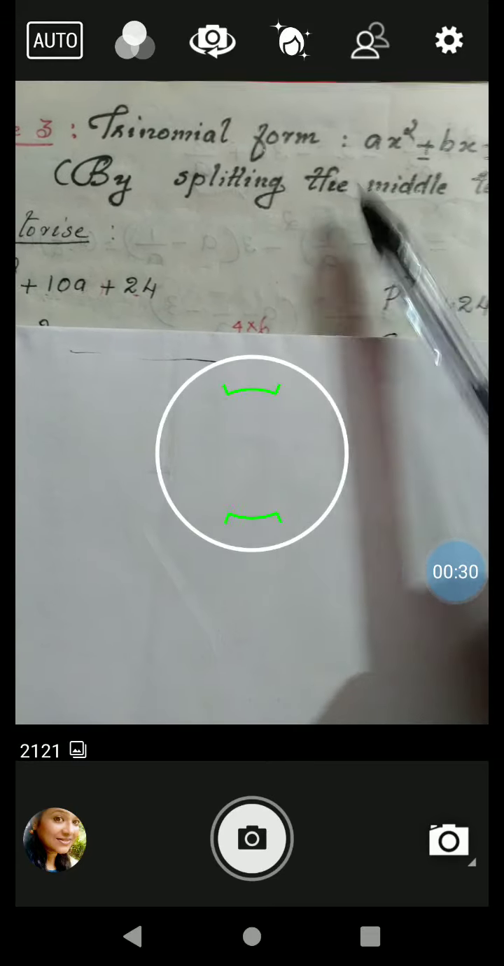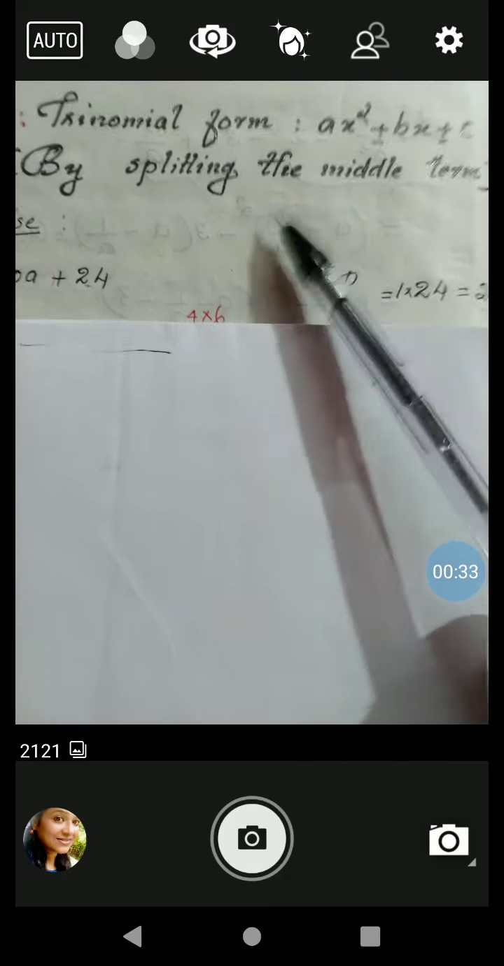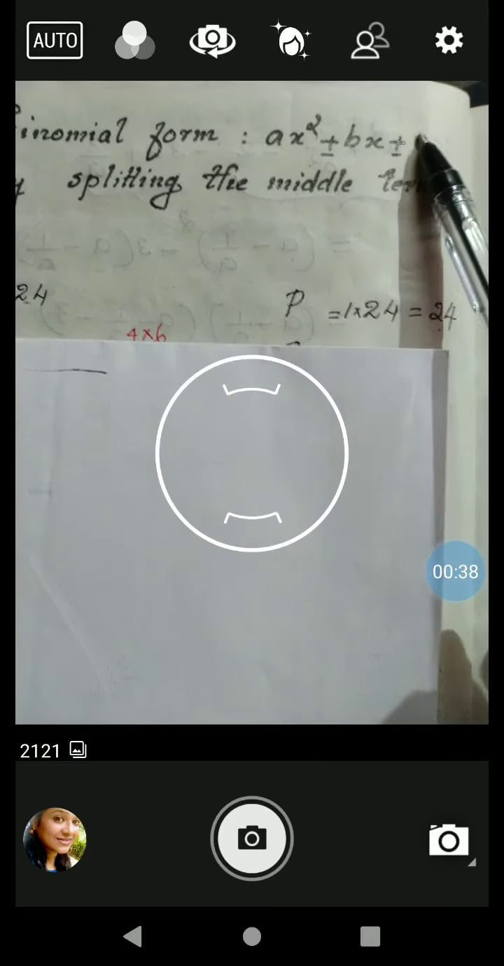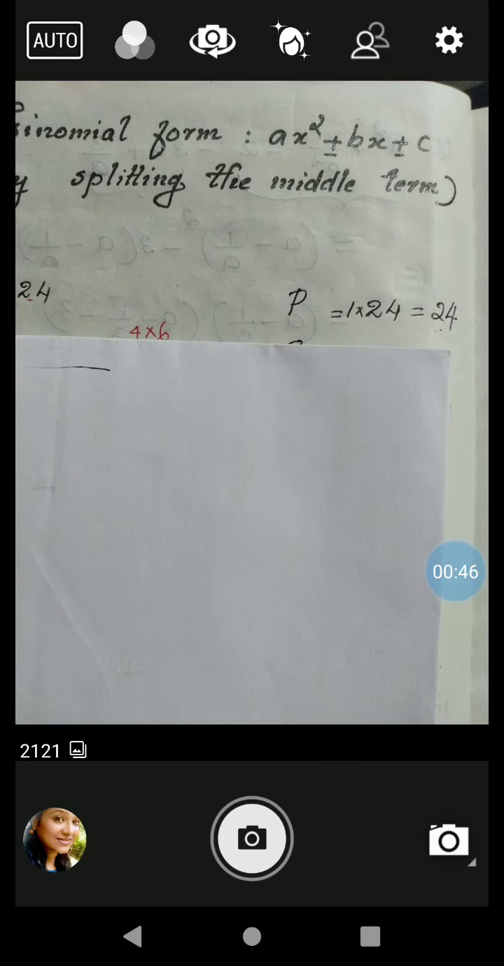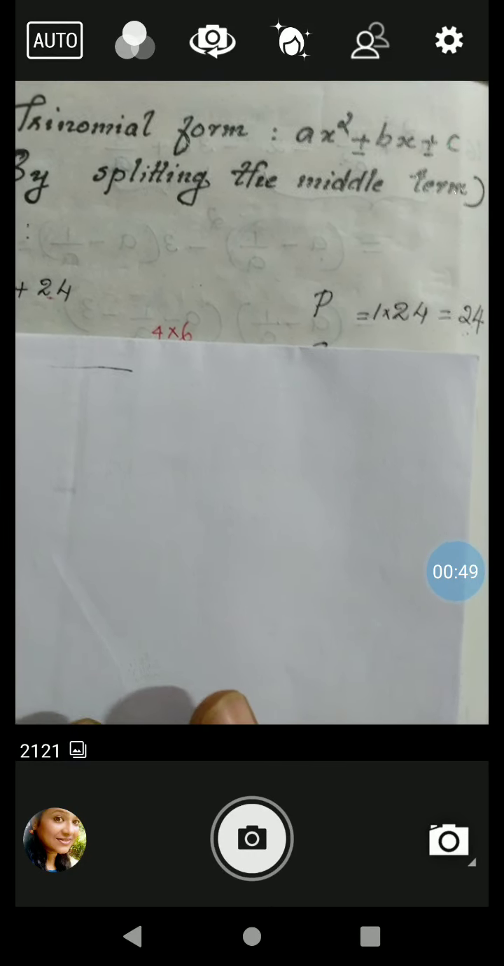We have already started the chapter factorization and studied different types of factorization. First one is taking common factor outside. Second type is grouping method. And third type is trinomial form. We already started this type. Trinomial standard form is ax square plus or minus bx plus c. Let's see one question. Question number 7.